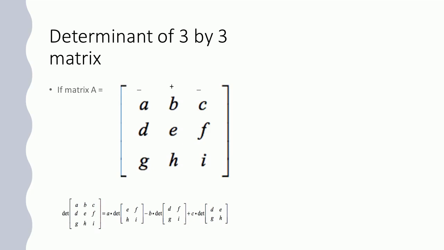Also, you do the same for B, but like I told you, it's plus, minus, plus, so B will take a negative sign, so it will be minus B times the determinant of, when you eliminate the row of B, that's A and C, and eliminate the column of B, which is E and H, all you have is D, F, and G, I remaining.